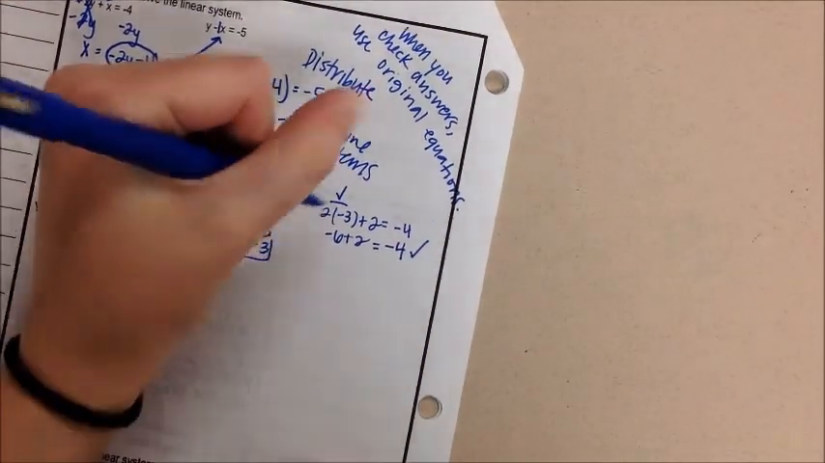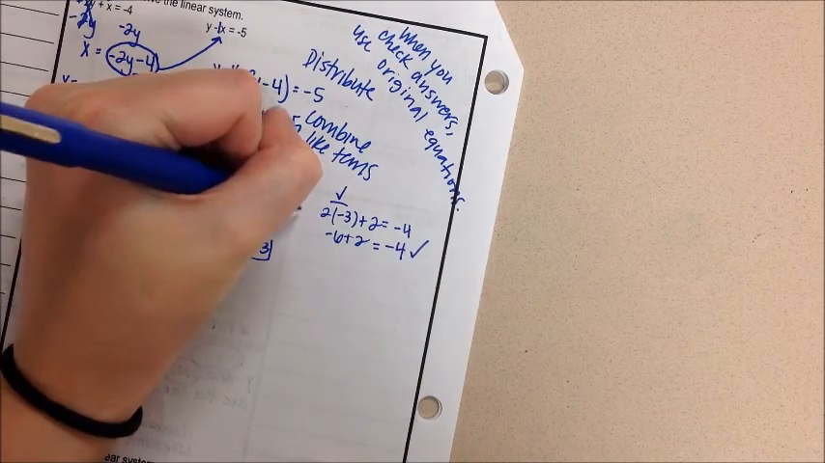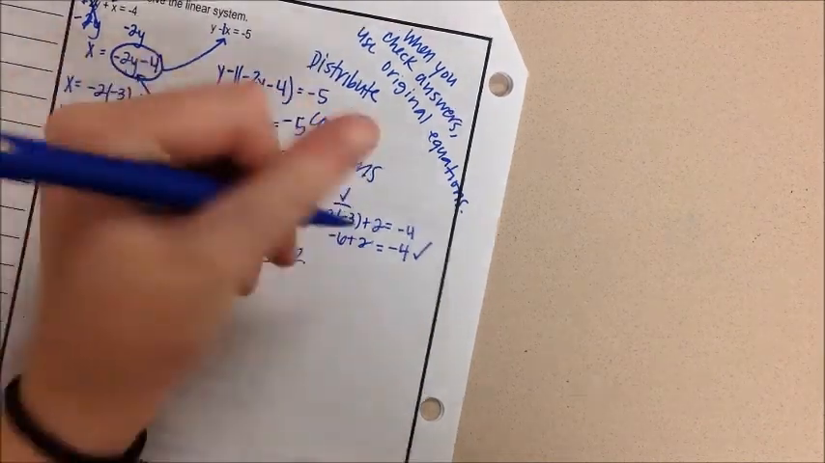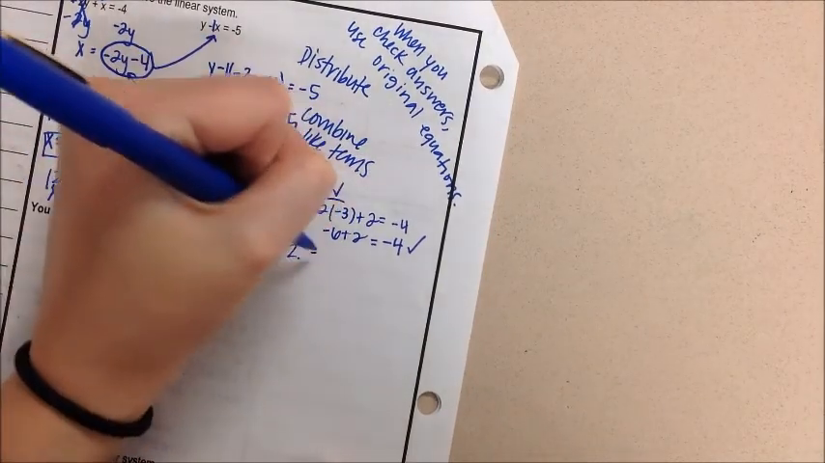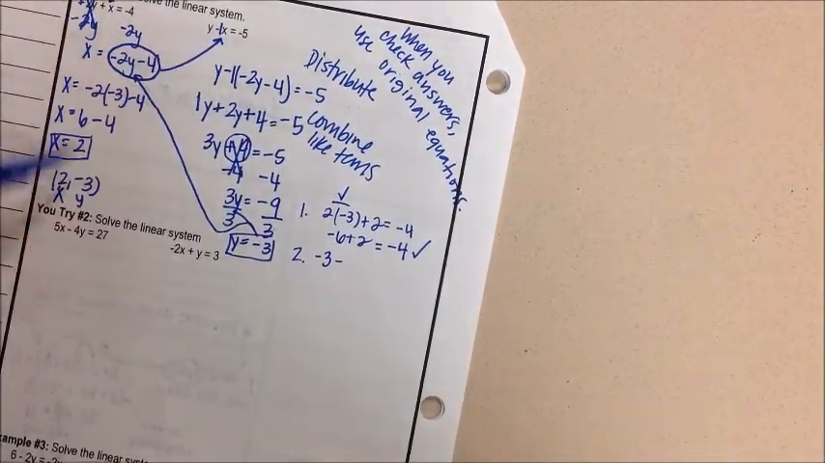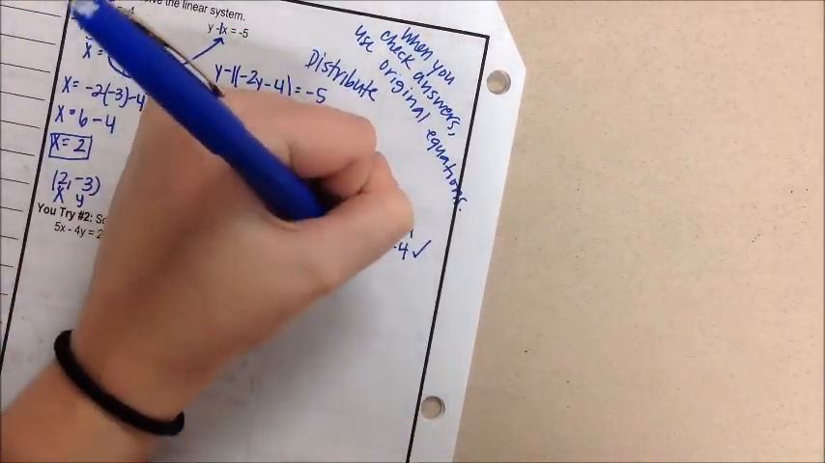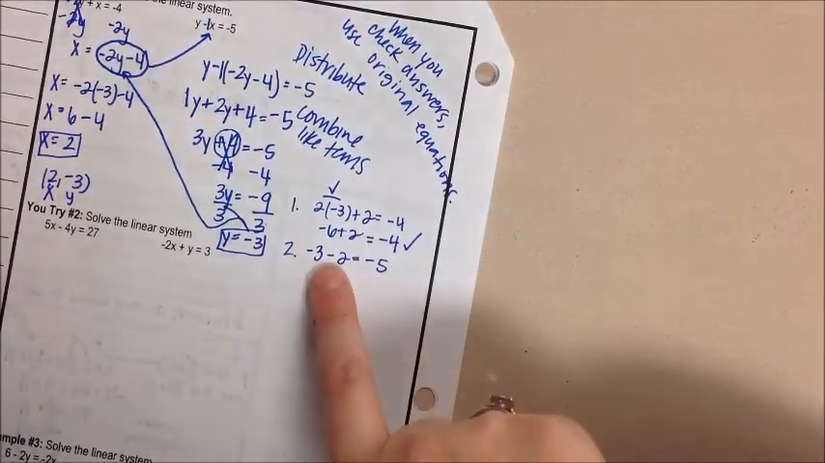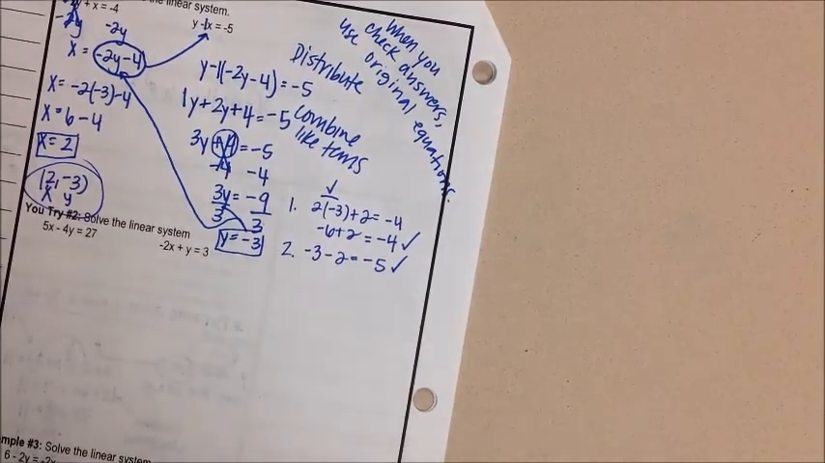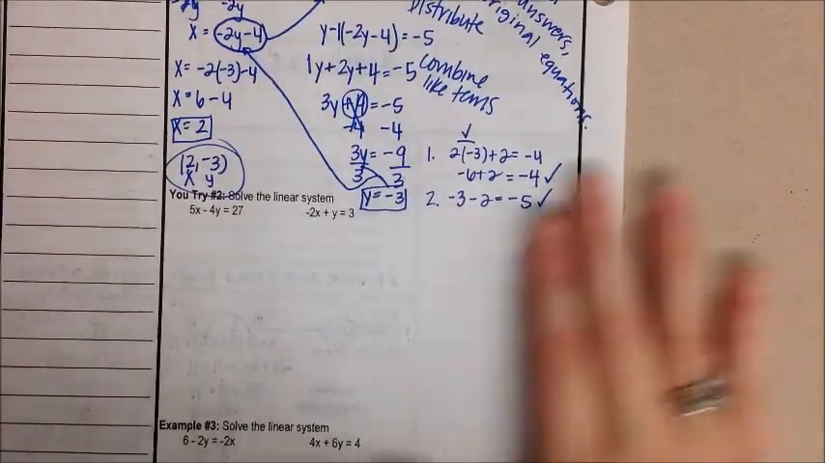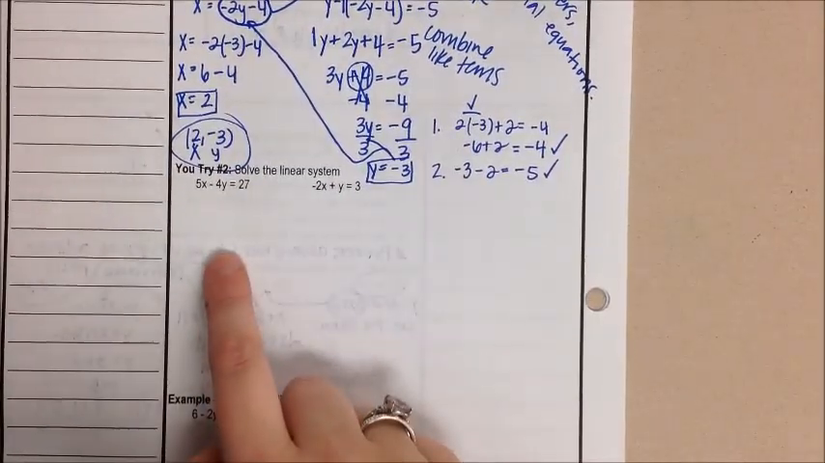Okay, so this is my first one. My second one is y minus x equals -5. So y is -3 minus 2 in for x should be -5. Well, -3 minus 2 is -5, so I know my answer is correct. Okay? Okay, go ahead and try number 2.